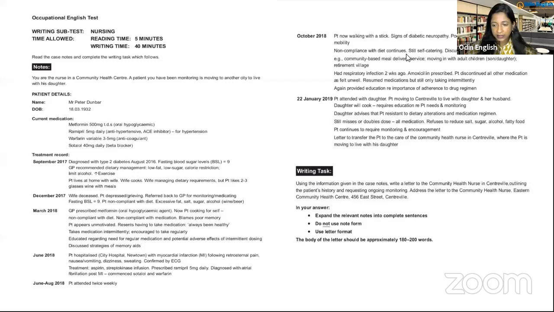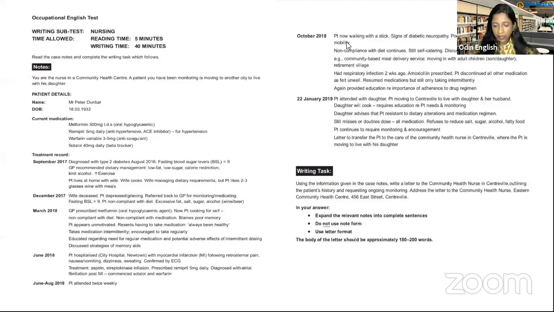Now, another thing I would like to tell you is that mostly the type of letter will be given in the writing task. But in certain cases, it will not be given in the writing task, but it will be written just above the writing task in the discharge plan. For example, in this case, it's written here. So if you don't see it in here, you can look just above it. It will be there.